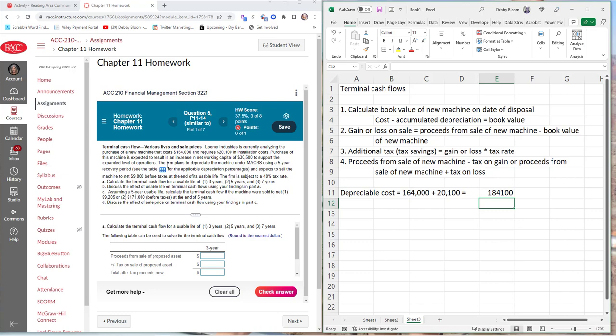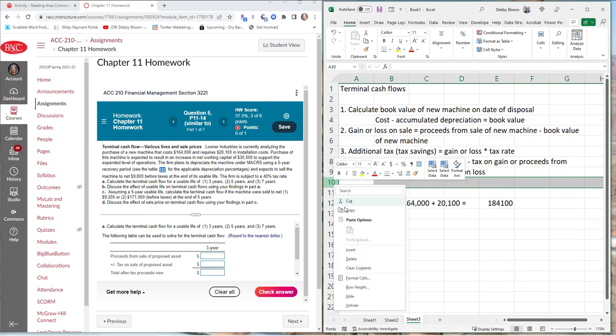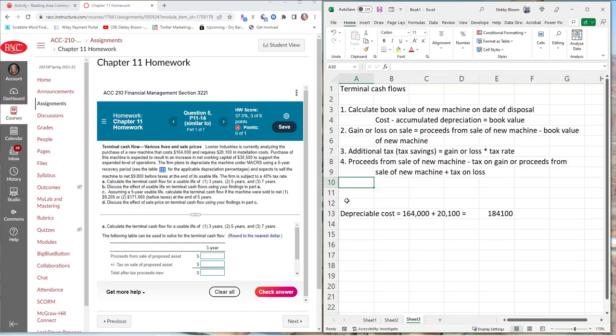Purchase of this machine is expected to result in an increase in net working capital of $30,500 to support the expanded level of operations. Oh, and I forgot with the terminal cash flows. Excuse me, I'm glad I read that. So what's going to happen is the terminal cash flows is going to be your step 4, which is going to be the after-tax proceeds, plus you have to release your working capital.